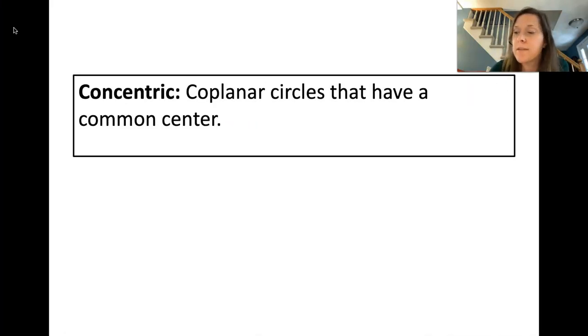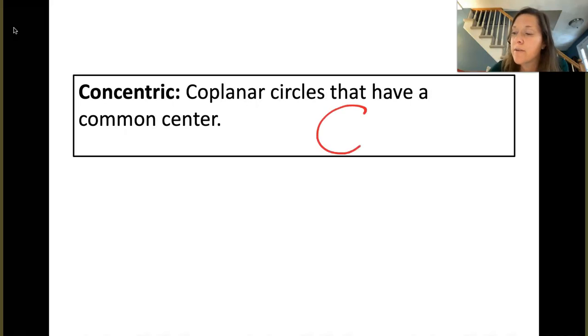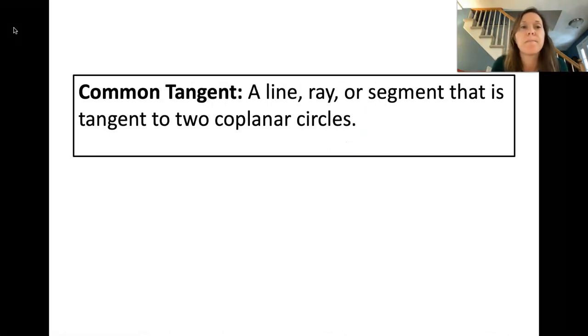Concentric circles are like a circle inside of a circle. They both have the same center, so kind of like a bullseye. That's a bunch of concentric circles.